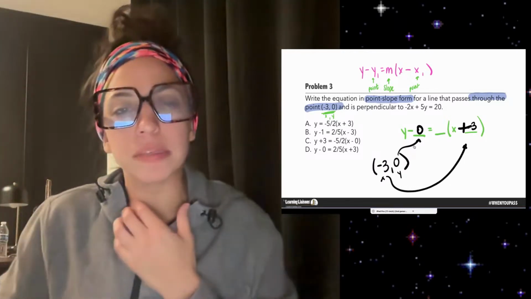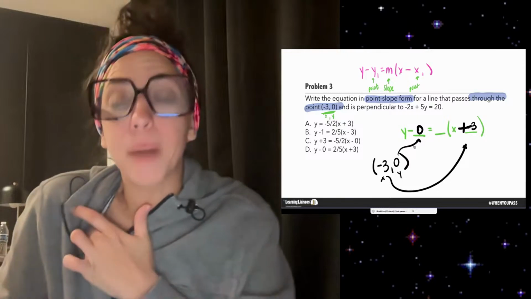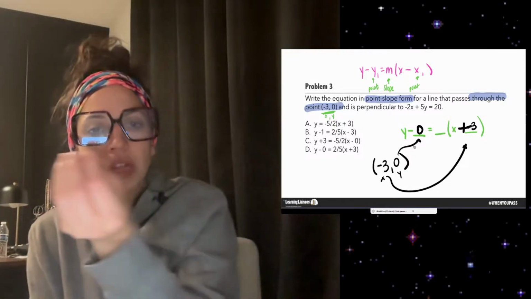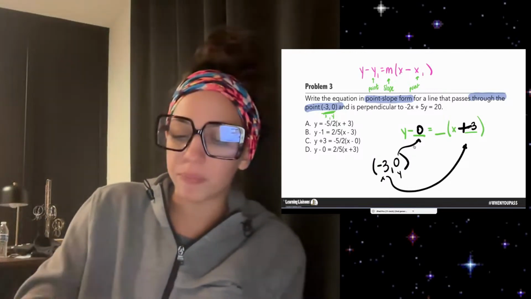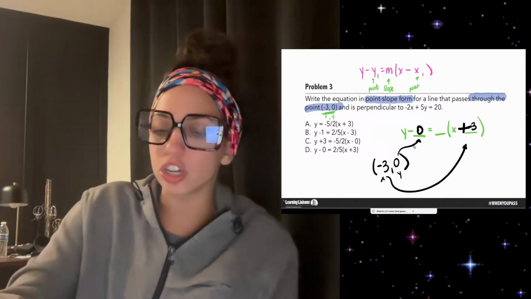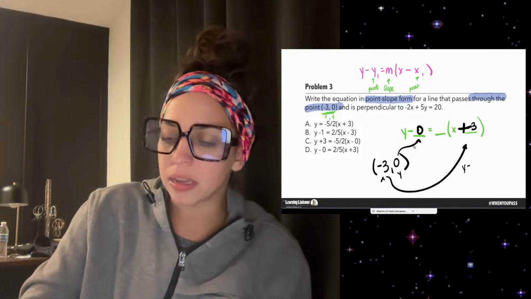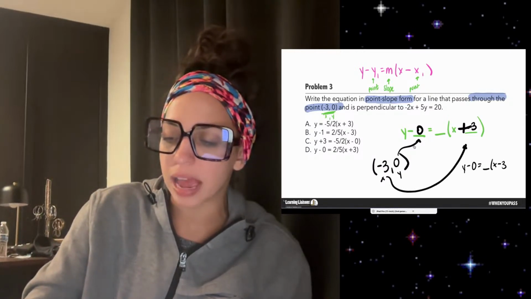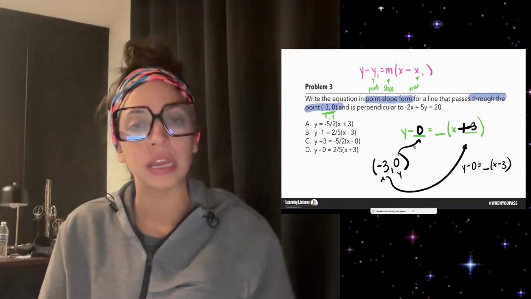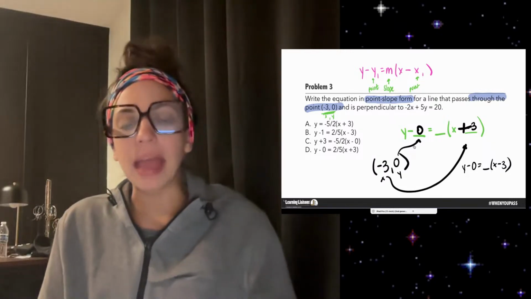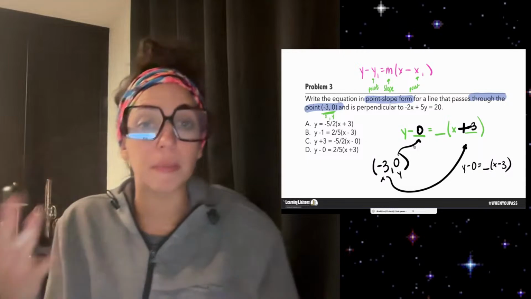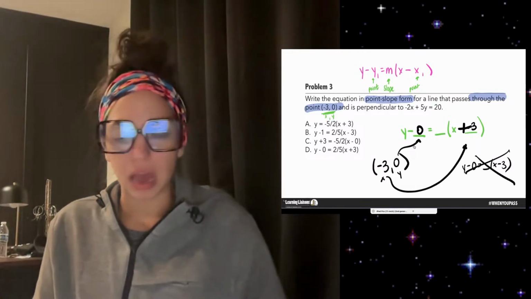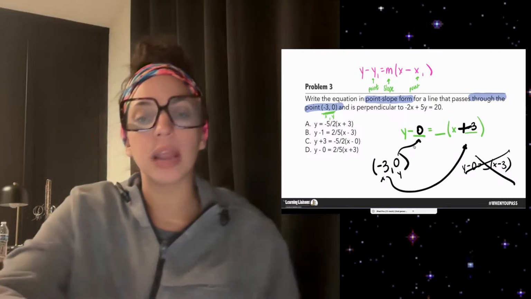A common error, and I'm telling you all of these common errors because part of your test is likely going to be analyzing student errors. A common error is going to be that kids are going to put y minus y1 equals m times x minus x1, and they're just going to put x minus 3 rather than x minus -3, which is actually a positive. Common error.